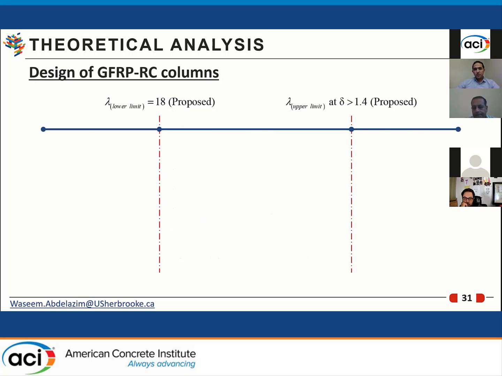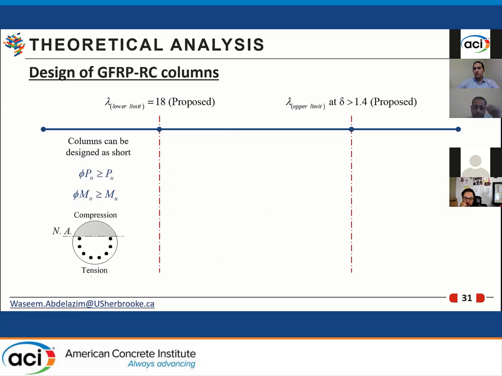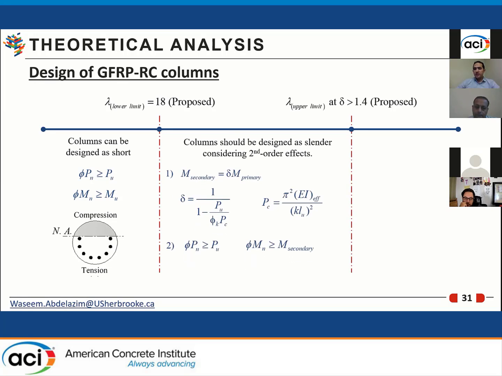Just to sum up, the schematic diagram shown summarizes the proposed design for GFRP reinforced concrete columns. Short columns have a slenderness ratio less than 18. The column can be designed as short, replacing the FRP bars in compression with concrete. Slender columns have a slenderness ratio exceeding 18. In this zone, the column can be designed as slender using the moment magnifier approach stated in ACI 318, considering proper values for the effective flexural stiffness and the stiffness reduction factors. Finally, if the moment magnification factor exceeds 1.4, the structural system should be revised to avoid any stability failures.